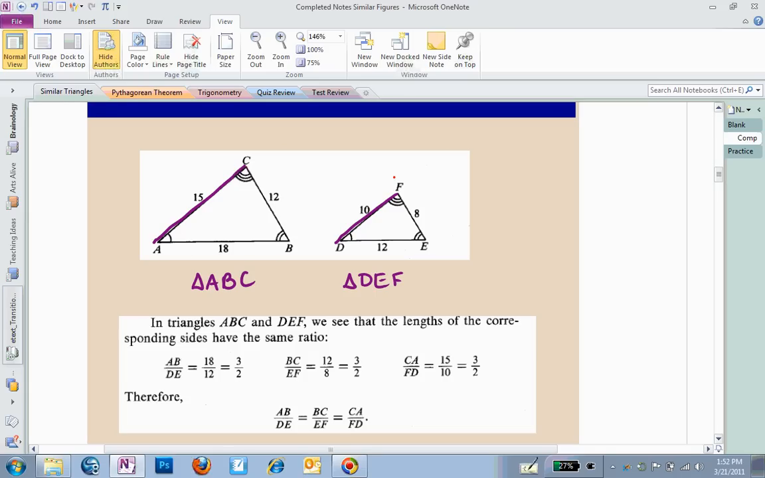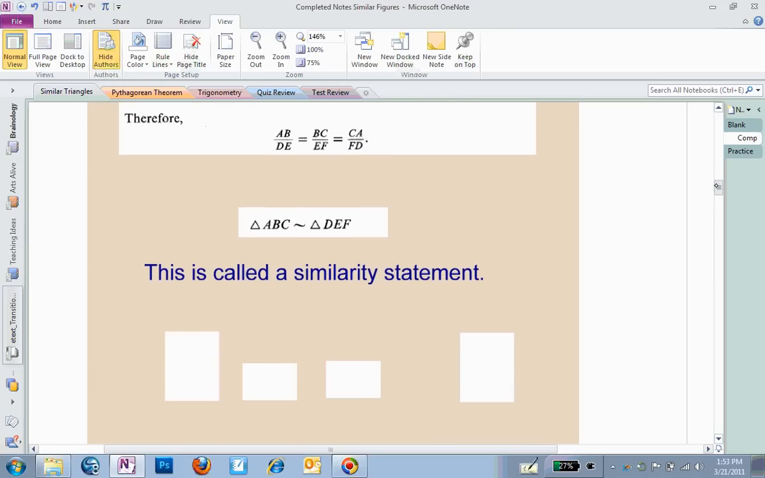As long as the corresponding angles are congruent, that means the angles that go on top of each other if you were to line these two figures up, and as long as the corresponding sides are in proportion to one another, you have similar figures. And this is called a similarity statement. Here we see the symbol that looks like a squiggly, and that means similar.